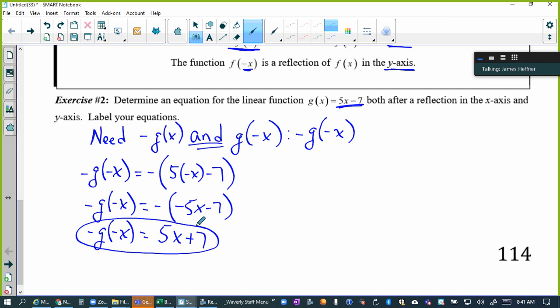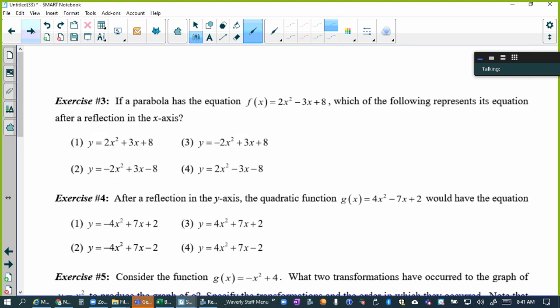All right, let's go to the next page, look at some examples here. Exercise 3.